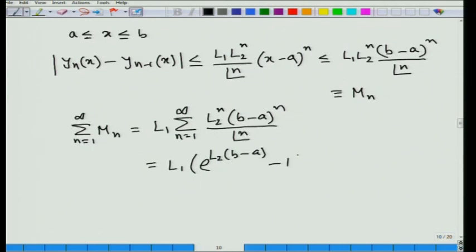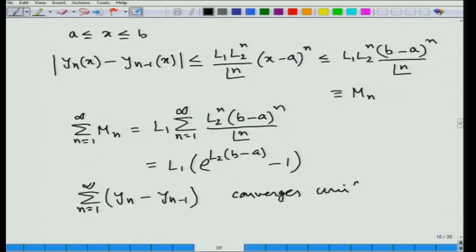And hence the conditions for Weierstrass's M test are satisfied, and therefore, the series summation n running from 1 to infinity y_n(x) minus y_{n-1}(x) converges uniformly. This converges uniformly on the interval [a, b], that means x belongs to this interval.